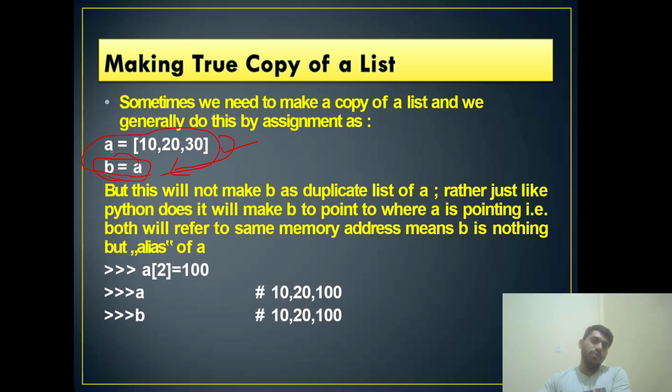So a's value will be assigned, but this will not make b a duplicate list of a. Rather, just like Python does, it will make b point to where a is pointing. Both will refer to the same memory address. That means b is nothing but an alias of a. So whatever you change will also be reflected in the other, you can see.